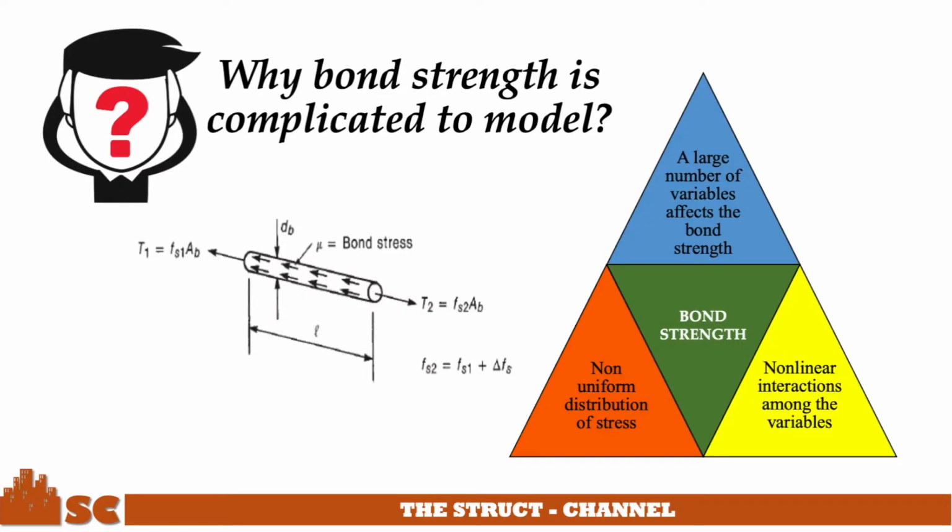However, developing a bond model is not an easy task. As you can see in this figure, the free body diagram of a bar, the bond stress mu is assumed to be acting uniform all throughout the length of the bar. However, in actual conditions, the distribution of the stress all throughout the length is not uniform. A large number of variables affects the bond strength, such as the embedment, the compressive strength, the rebar size, the quality of concrete, and many other factors which are not included in the prediction of existing bond strength models. Further, aside from the large number of variables involved in the development of the bond, the interactions of these variables also involve non-linear complex interactions.